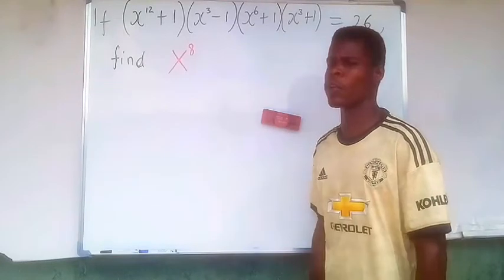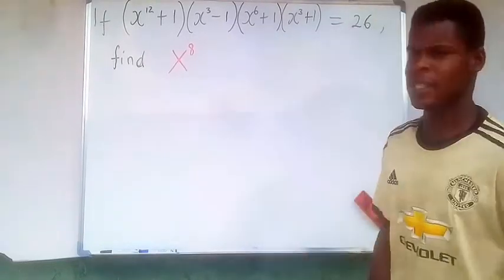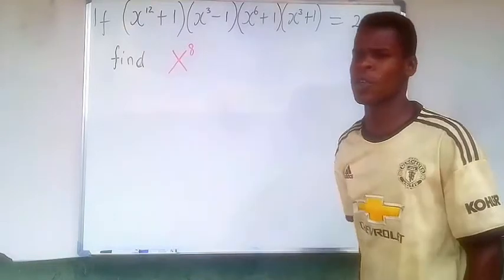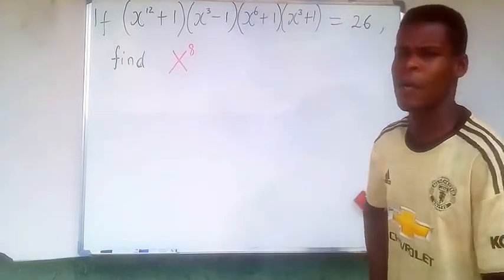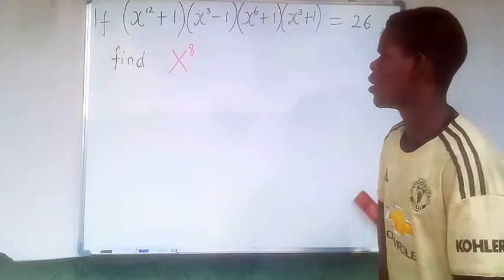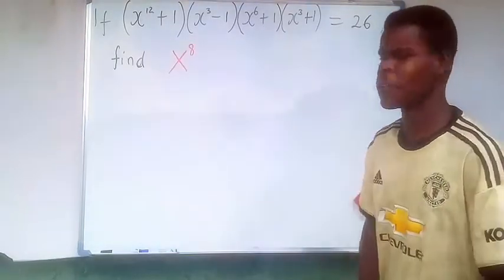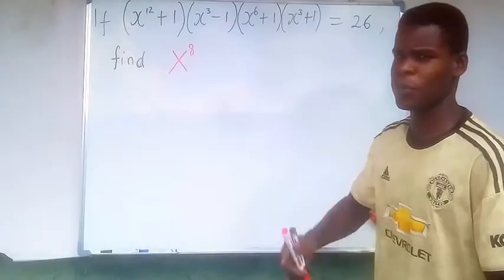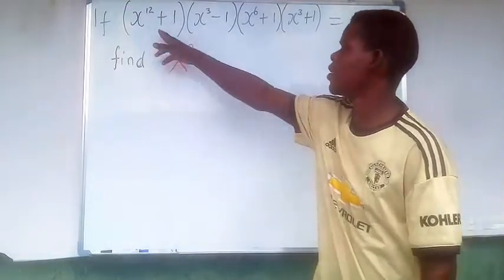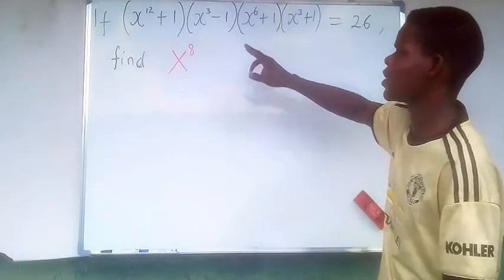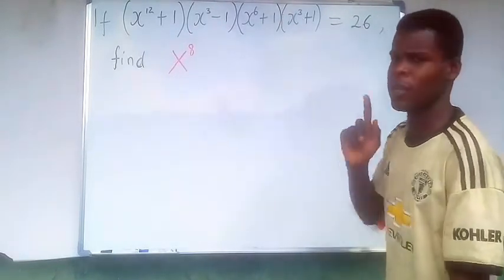Now here we have the long polynomial function, and it is given that this polynomial function is equal to 26. We should find x to the power 8. This seems so big, right? Well, look at this. It's just a simple trick, all right? Now we're going to observe that this is to power 12, to power 3, to power 6, and to power 3. They all have something in common.